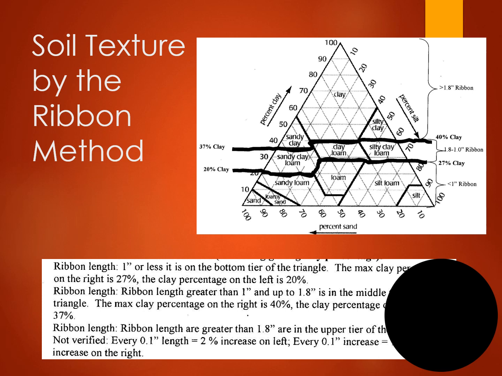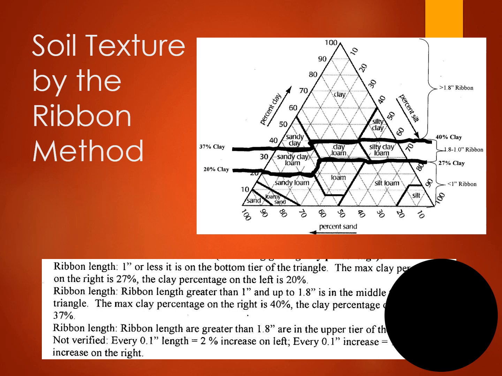The way that we determine texture in the field is by the ribbon method, and I'm going to also show you another method after I show you the ribbon method. So when we make a ribbon, we're measuring the length of it, and typically if it's 1 inch or less, we're down here in this 1/3 of the triangle. So we can be sand, loamy sand, sandy loam, loam, silt loam, or silt.